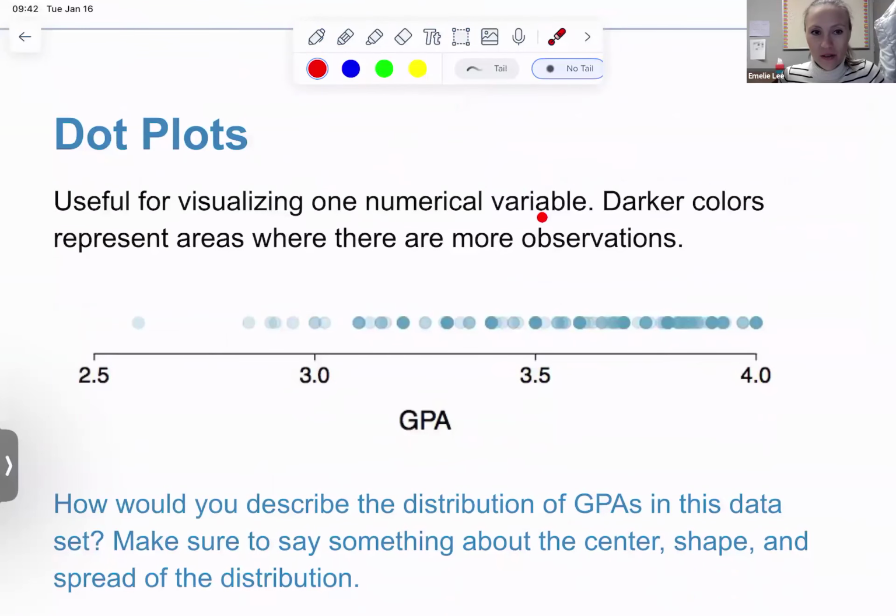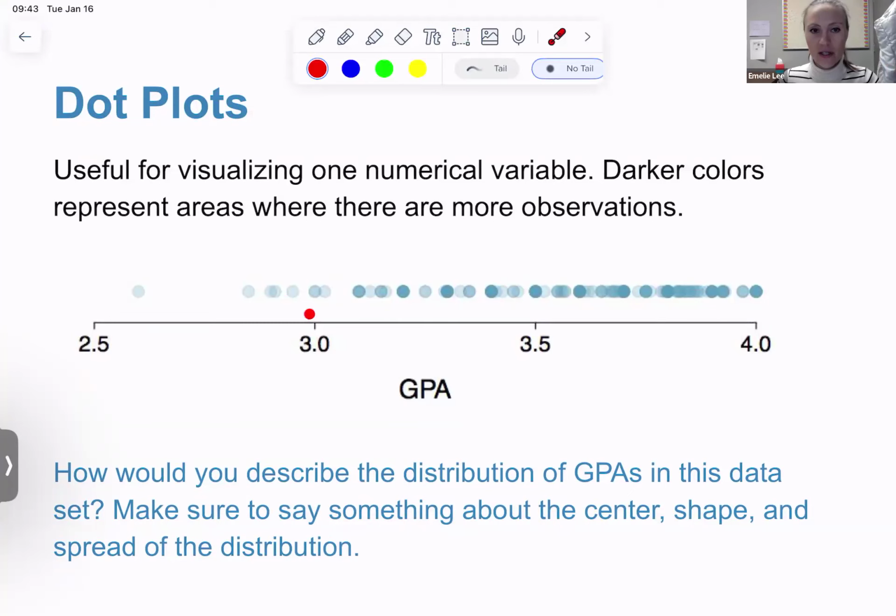If we have one numerical variable, remember we're in the numerical variable section, so of course we're only talking about numerical variables, then we've got these very see-through dots, but as we add more and more dots, it gets darker and darker, kind of like a heat map situation. Even though this one's kind of hard to see, you'll know what I mean once you see a histogram. But here, darker areas tell me that there are more points there.